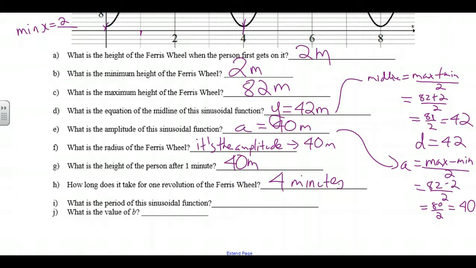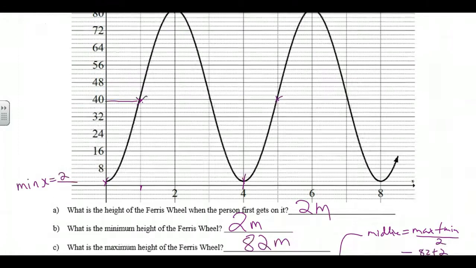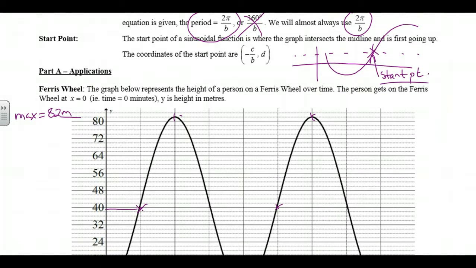Okay, so here's the thing, right? A and D, the amplitude and the midline, deal with stuff that's happening on the y-axis, right? So they're in y-axis units. So the midline and the amplitude are measured in meters because the y-axis is in meters. B and C, and we're not quite getting to C yet, but B and C deal with stuff that's happening along the x-axis, right? Like the period, how long? 4 minutes. Okay, the start point, well, that occurs after 1 minute, right? We're going to hit the start point, which is here, in 1 minute.